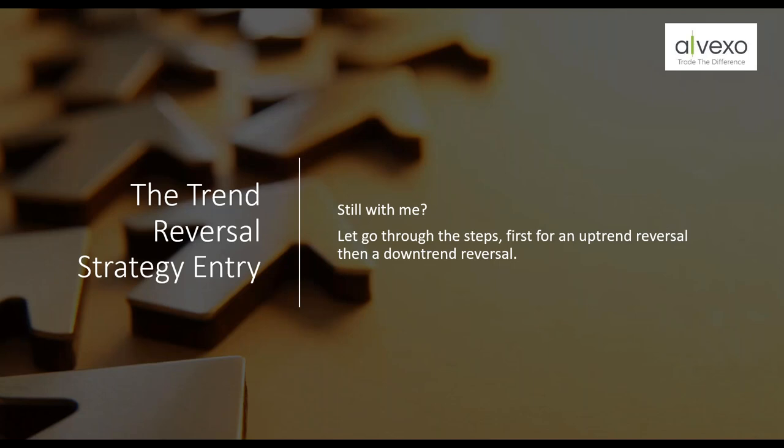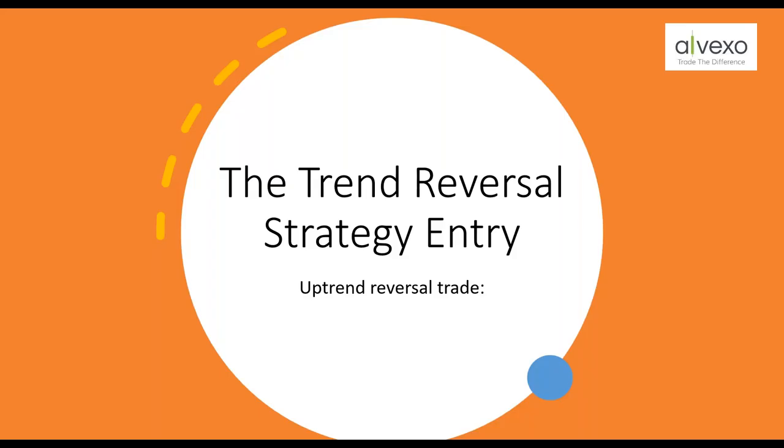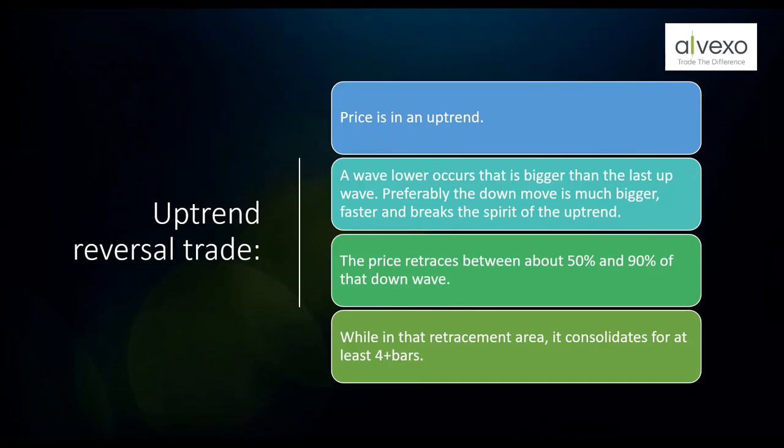Still with me? I know, it's a lot of words. Let's go through the steps. Okay, price is in an uptrend. A wave lower occurs that is bigger than the last up wave. Preferably the down wave was much bigger, faster, and breaks the spirit of that uptrend.